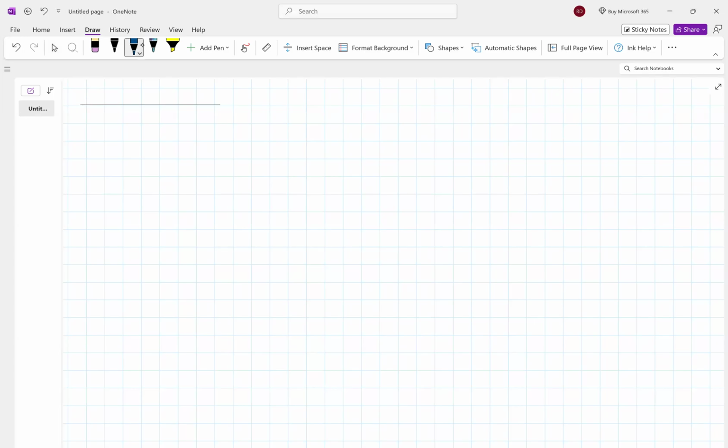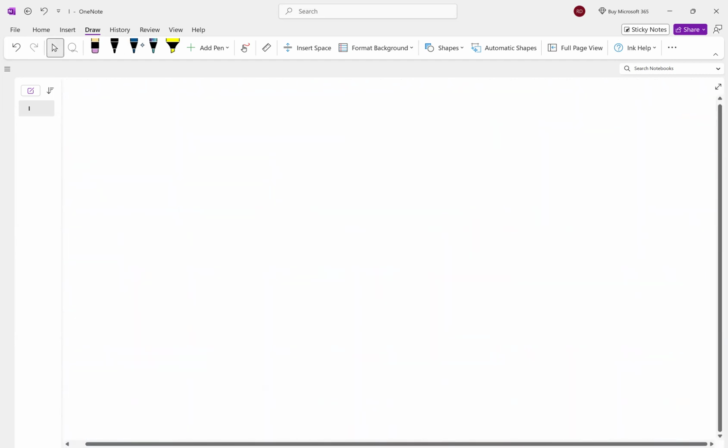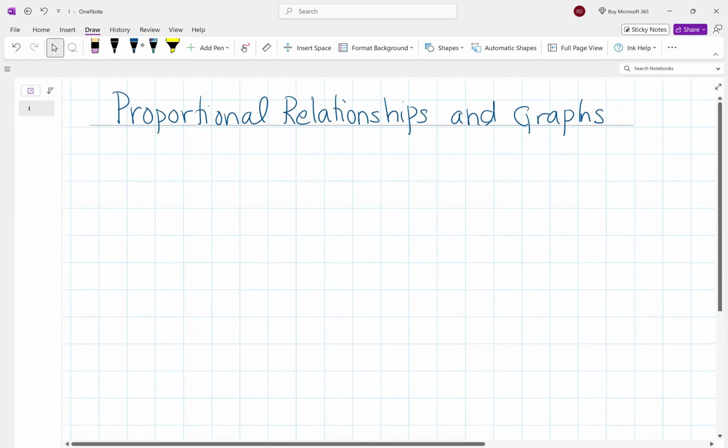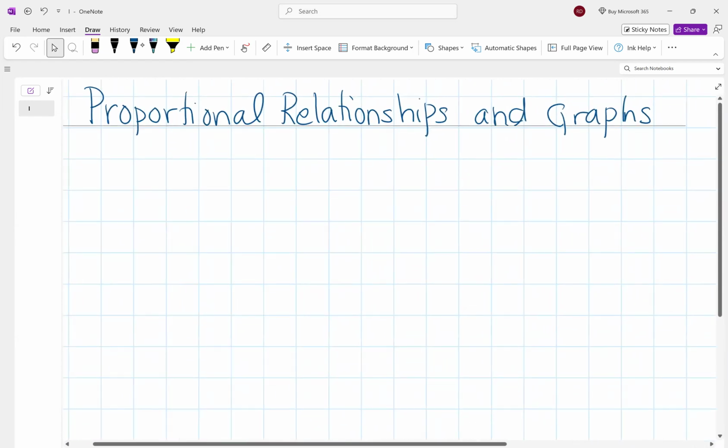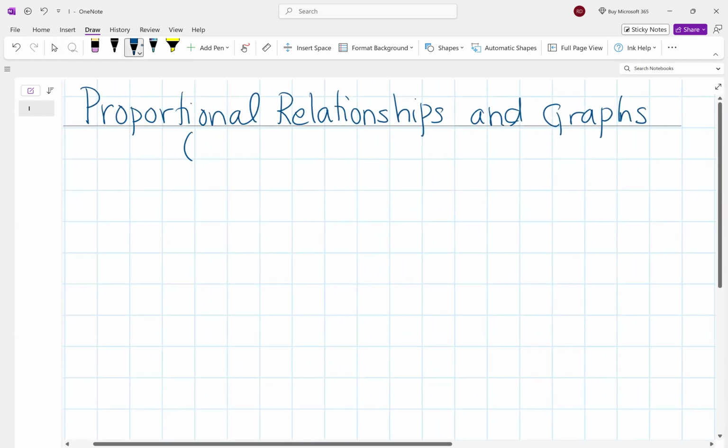So we're going to take some notes on proportional relationships, which we started in class. So proportional relationships and graphs. And let me make it a little bigger. So proportional relationships and graphs, part 2, we can say.